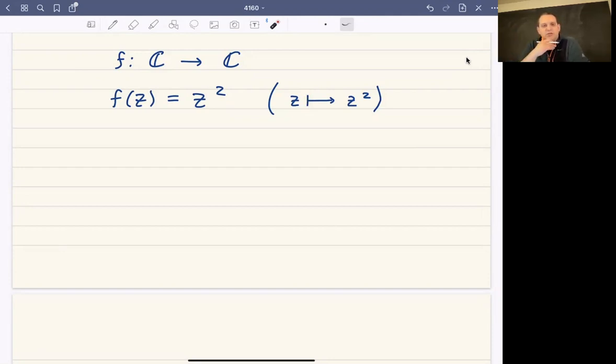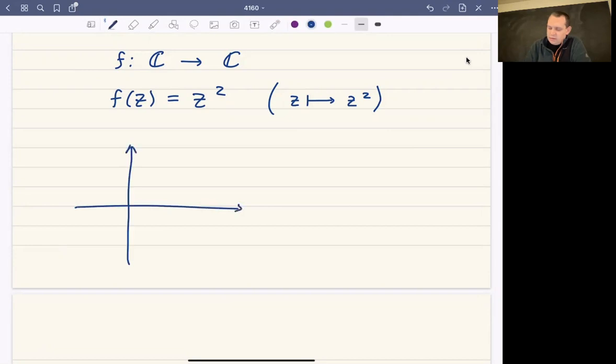What I want to do is just start playing around with this function. I don't want to do anything too serious right off the bat. And I want to think about if I were to take some points here. We can do some kind of boring examples. Let's say 0 and 1 and i and minus i, and then maybe we'll do 1 plus i.